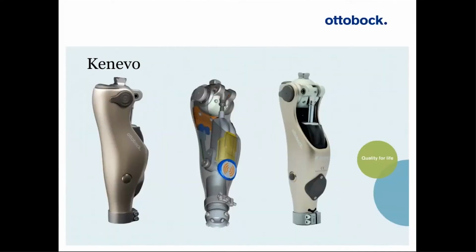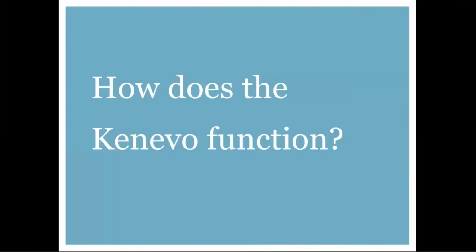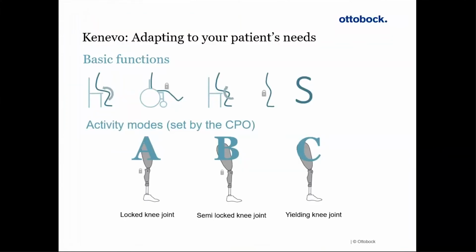So the Kenevo has really technology that is much different than the C-Leg. And so we're going to talk a little bit about how this technology and the rule sets within the technology of the microprocessor and the sensor technology that is in the Kenevo can function for the particular patient population that we're trying to fit with this device.